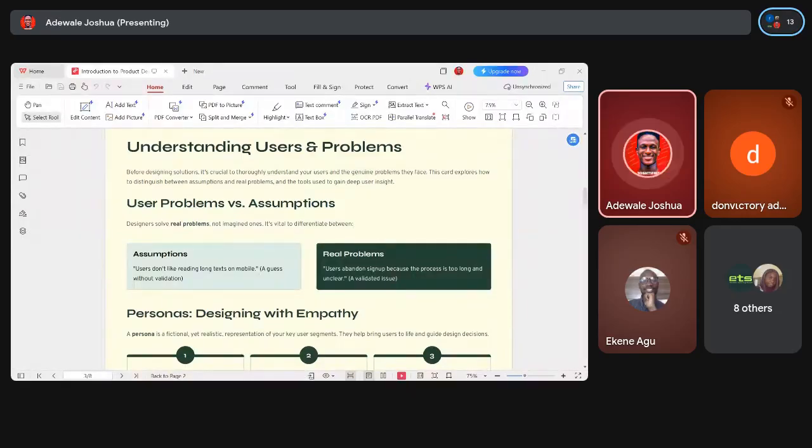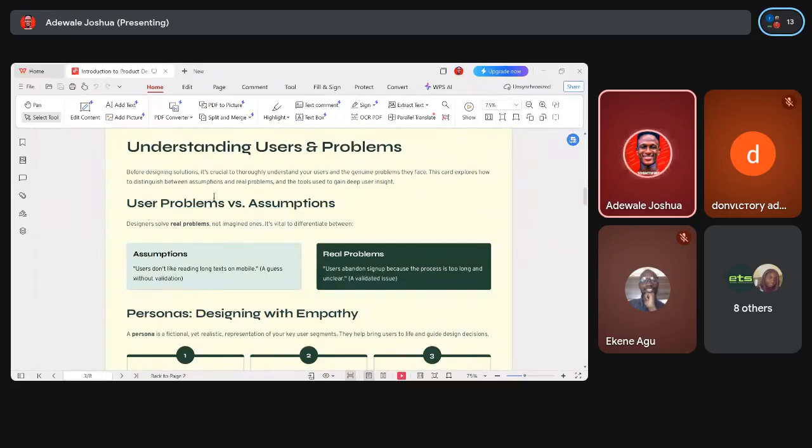Users don't like reading long text on mobile. They guess without validation. A real problem is that users abandon sign up because the process is too long and unclear. A validated issue. Now look at it. Let's check it together again.